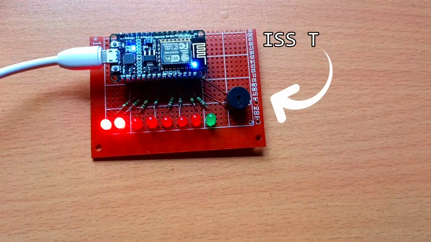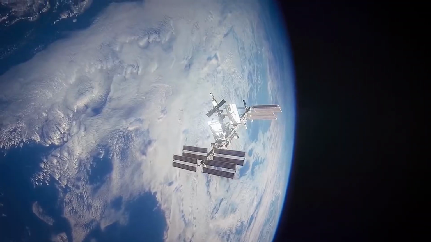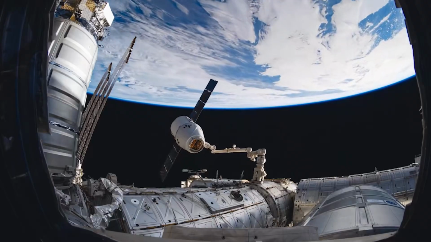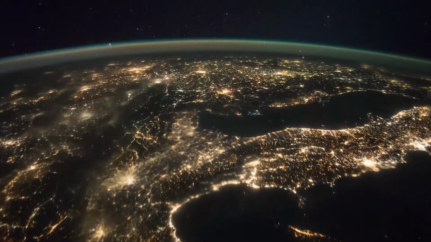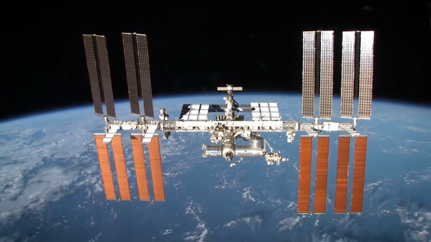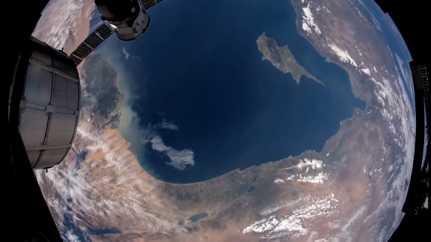This is the ISS tracker and it helps me track the International Space Station. This simple device shows me the real-time distance between the ISS and my current location and notifies me whenever the ISS is in visibility at my location in the sky.